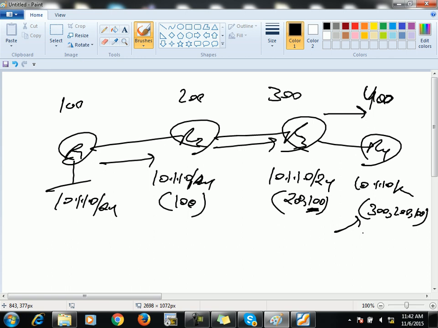Remember that whenever BGP gives an update to its eBGP neighbor, it will always perform AS path prepending. But if it is giving an update to its iBGP neighbor, then it will never perform AS path prepending. Never ever. I'll let you know the technical reason behind it, because there are some technical things behind all of this.